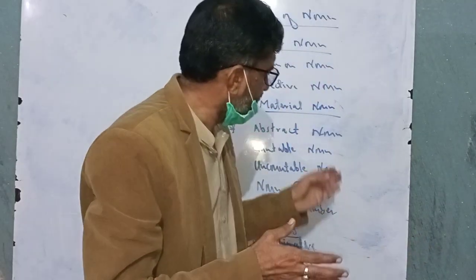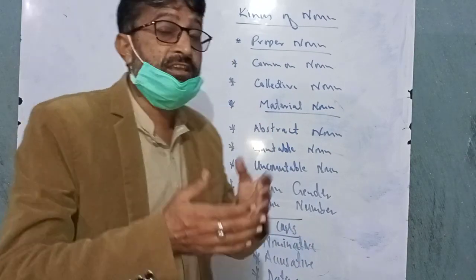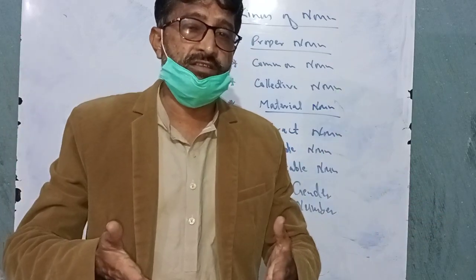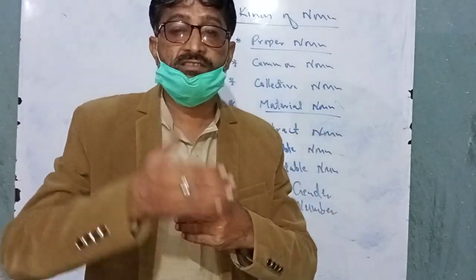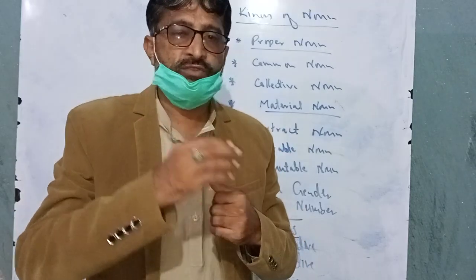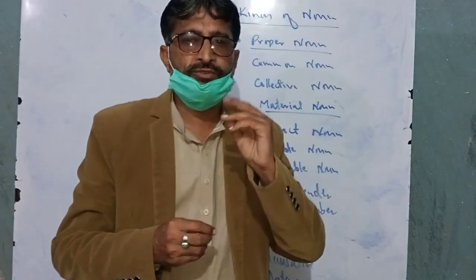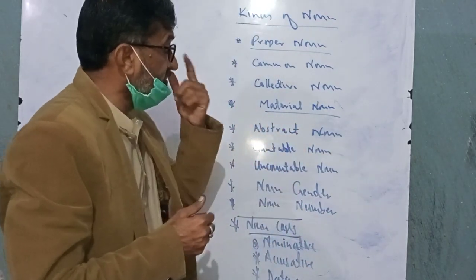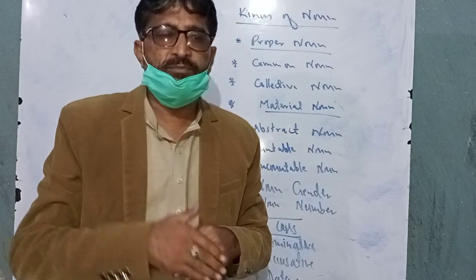And again, we have two other related kinds of nouns: countable nouns and uncountable nouns. Countable nouns are those nouns which can be counted, so these are counted in number. Just as we say these are two boys, we can count these nouns. We say common nouns or countable nouns, because we can count them.